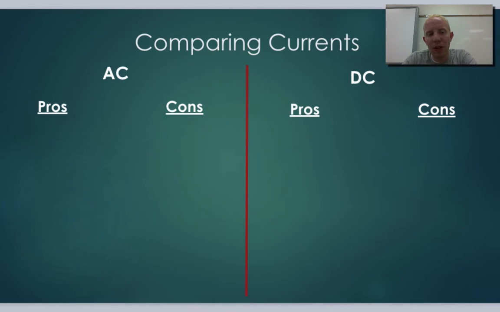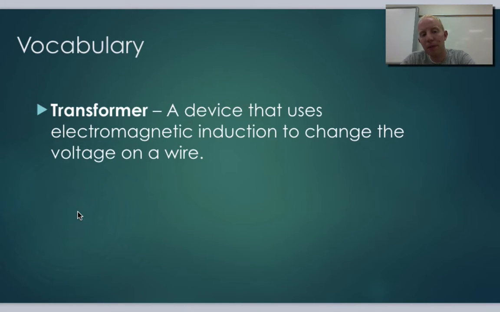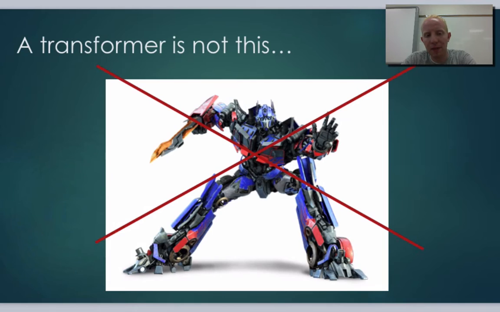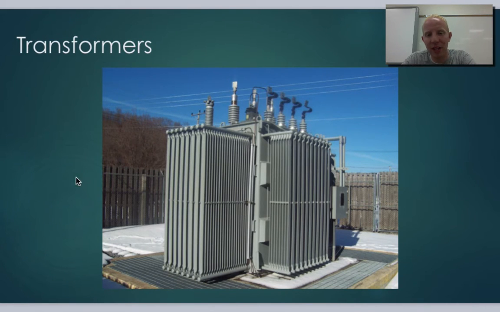So let's talk about one more thing that makes AC current so effective, and that is the transformer. A transformer is a device that uses electromagnetic induction to change the voltage on a wire. This is how we are able to transfer electricity so effectively. So this is not a transformer. That's not what we're talking about. We're talking about an electrical transformer, which looks something like this.